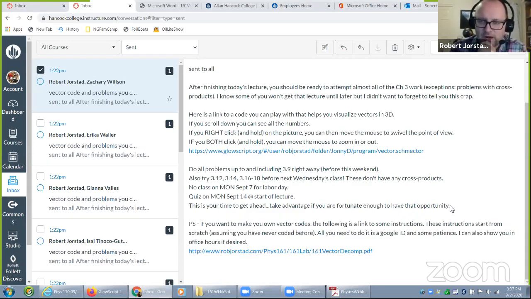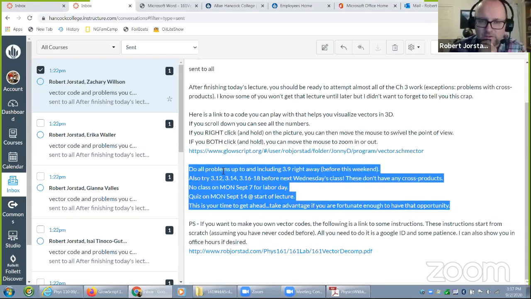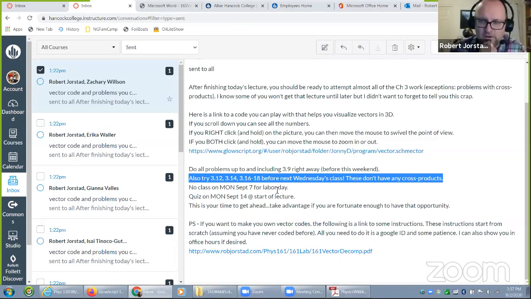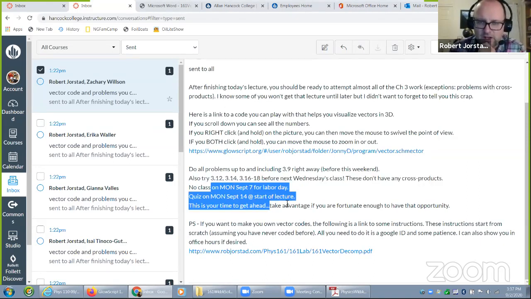Now, these are the problems that you could do. I would try and get these done before the weekend, everything up to 3.9. If you don't have that done by this week, you're just going to be miserable next week. And then if you can, these are the ones that don't have cross products, so try and do those. And then there's all your holidays and quiz stuff.